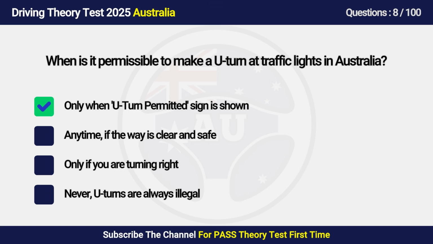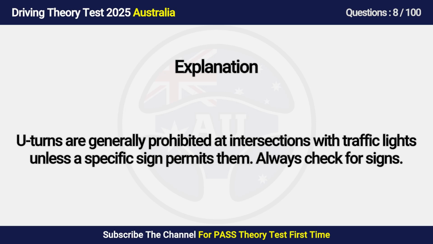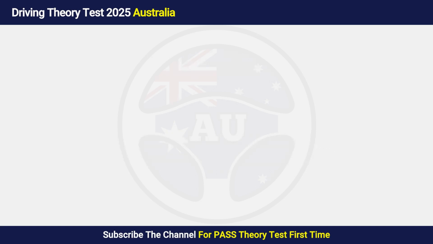Answer is A. Only when permitted sign is shown. U-turns are generally prohibited at intersections with traffic lights unless a specific sign permits them. Always check for signs.